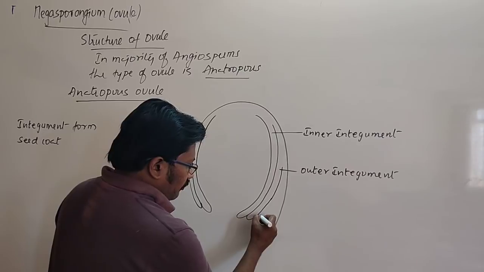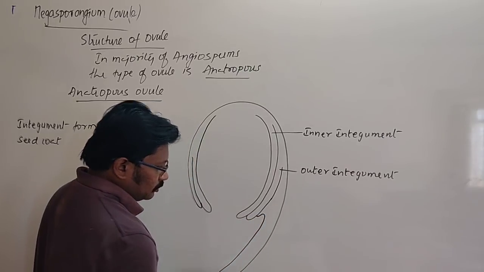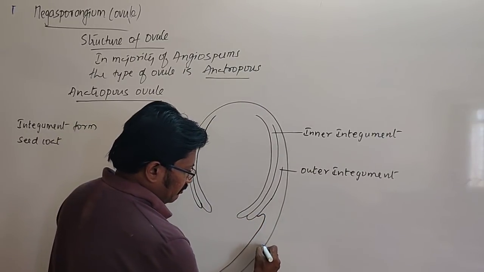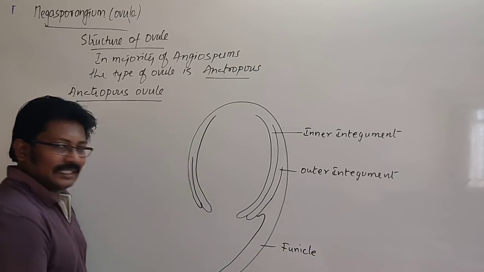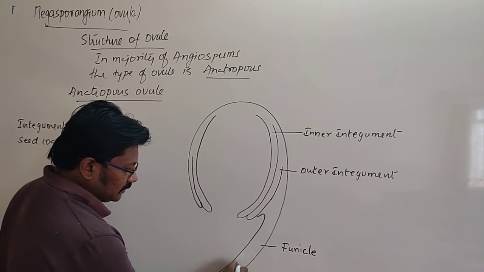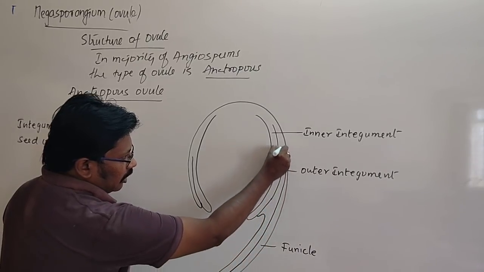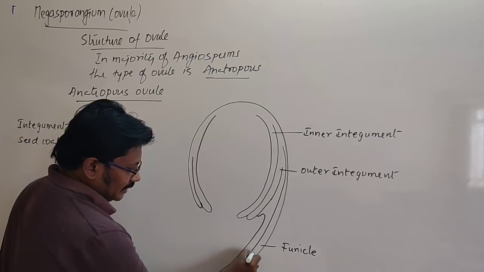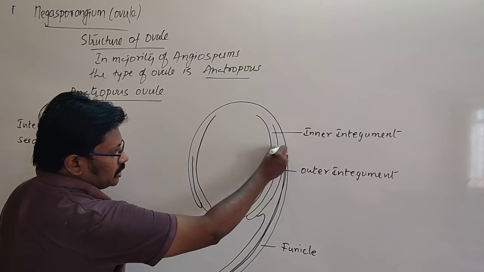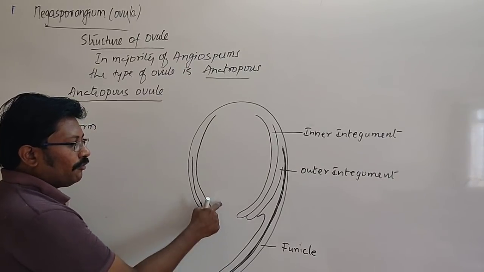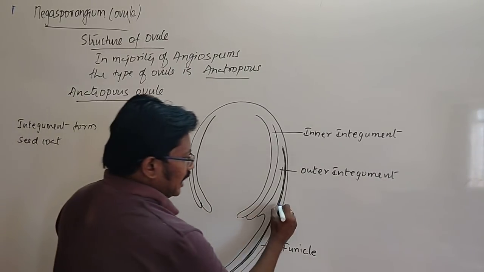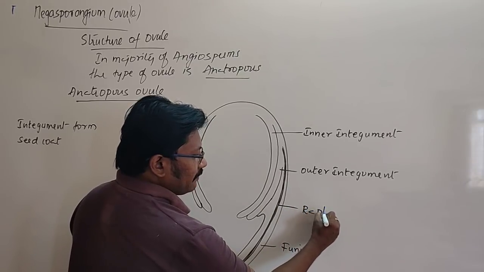Right. So the ovule is connected to the placenta by means of the funicle. So this is the funicle, and running through this funicle there is a structure inside, which results due to the fusion of the ovule with the placenta, and this is called the raphe.